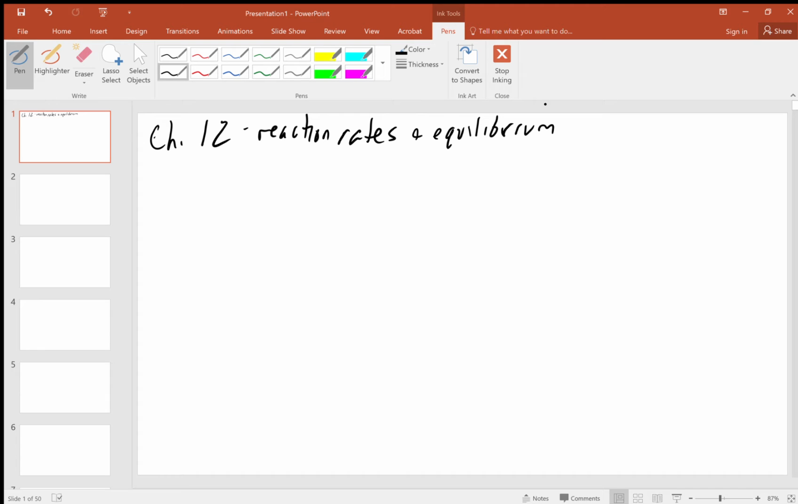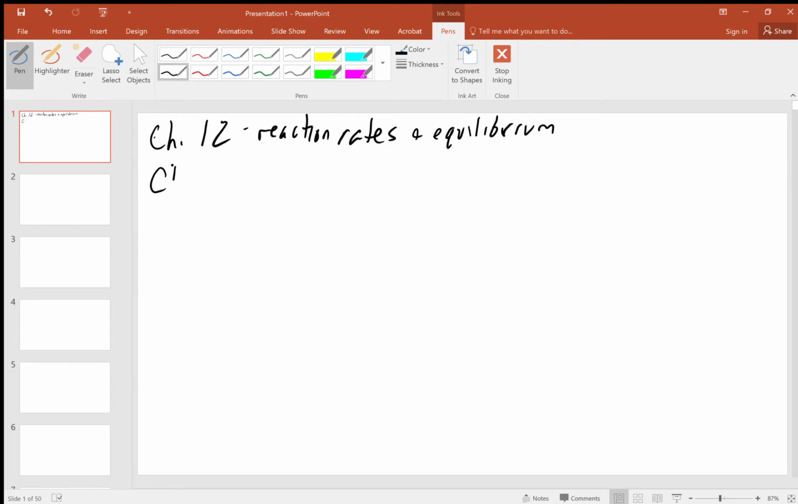So in Chapter 12, we're going to touch on two pretty major topics in chemistry, but we're going to be fairly brief on both of them. These are topics that in a normal two-semester general chemistry sequence, we'd probably spend double or triple the amount of time on. So we're just going to get some of the basics, especially on reaction rates. But these are both very important topics for a number of reasons.